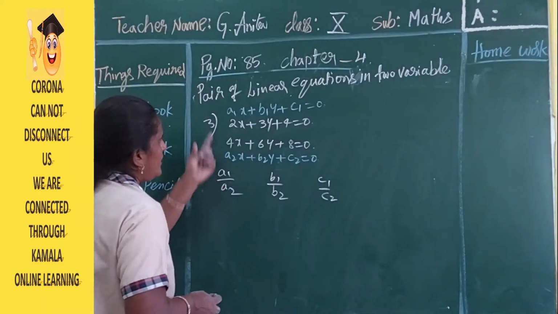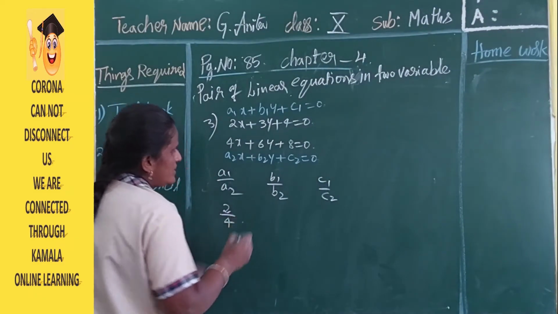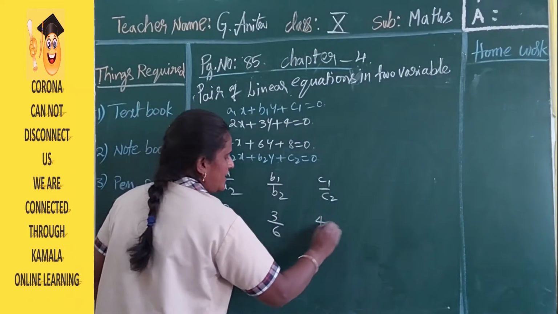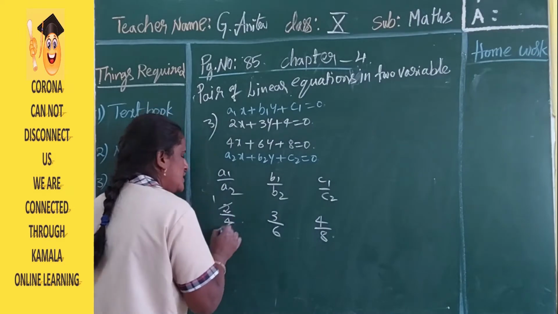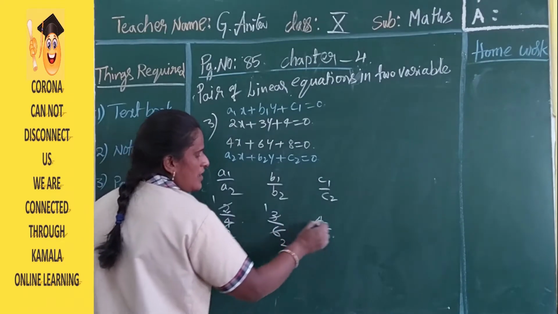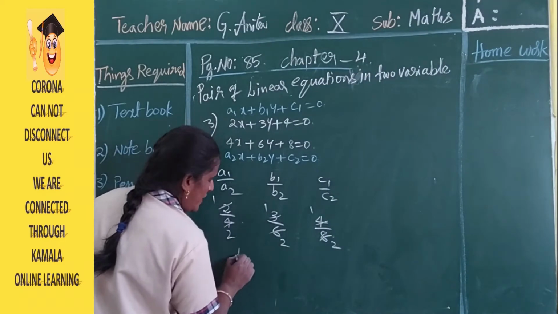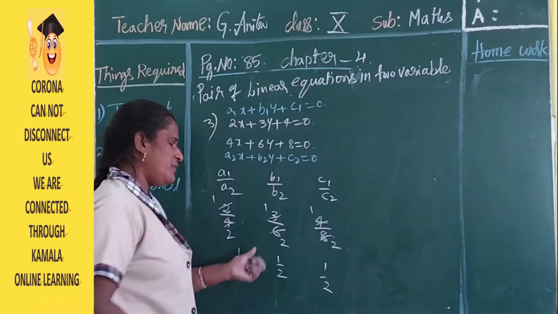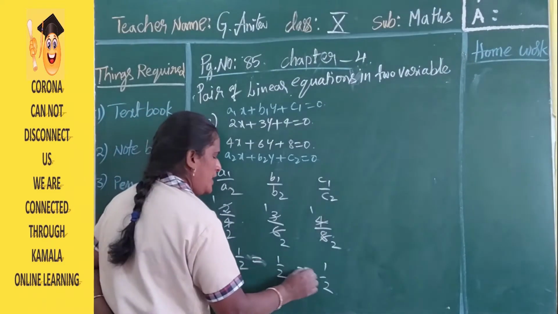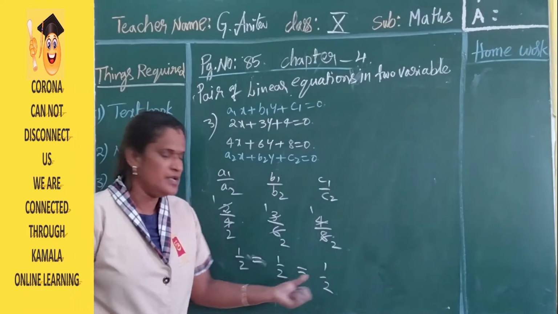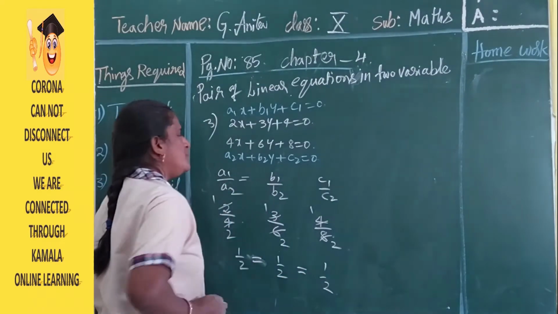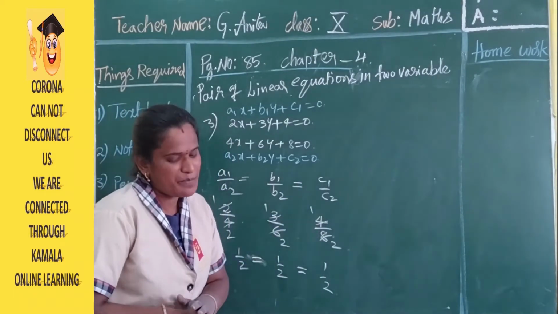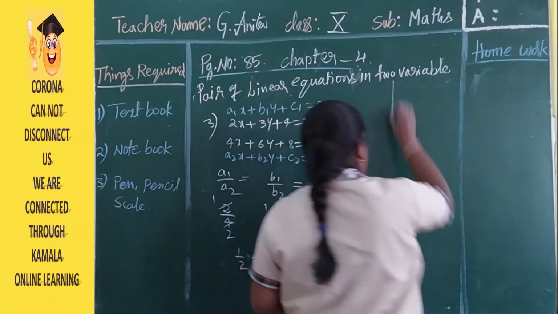You have to find a1 by a2: it is 2 by 4, b1 by b2 is 3 by 6, and c1 by c2 is 4 by 8. So clearly 2 ones are 2, 2 twos are 4; 3 ones are 3, 3 twos are 6; 4 ones are 4, 4 twos are 8. So 1 by 2, 1 by 2, 1 by 2. In the middle we keep the equal-to symbol, because they are all equal to each other. So a1 by a2 is equal to b1 by b2 is equal to c1 by c2, and the graphical representation is coincident lines like this.